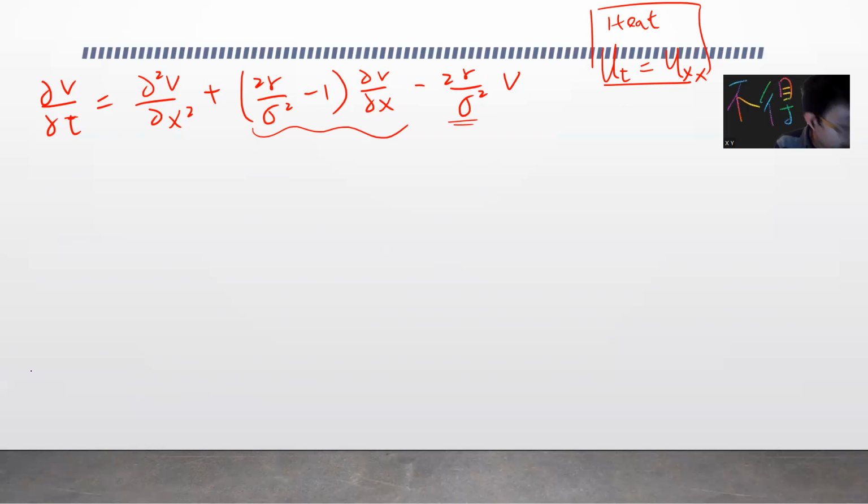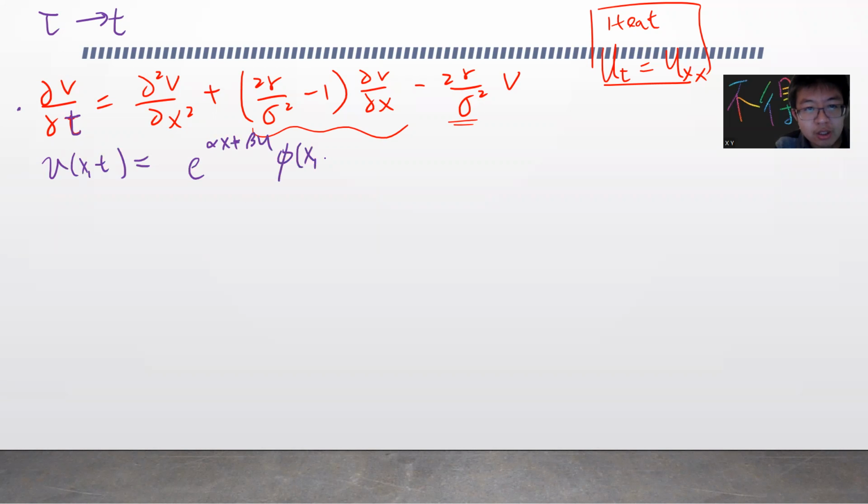This is very standard. By the way, let me replace this tau with t, just for convenience, so forget about the previous shift. Now let's replace v(x,t) to be exponential of alpha x plus beta t times some function phi. So this is alpha x plus beta t. So v_t becomes beta times v plus exponential alpha x plus beta t times phi_t.